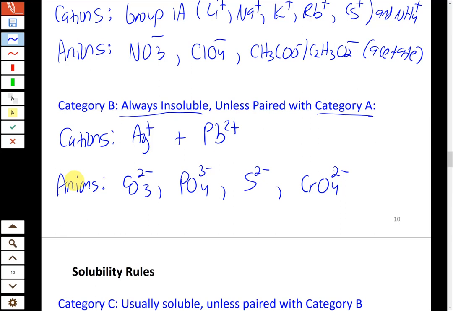Yeah, silver and lead are the cations from category B. So that means if you have an ionic compound with silver and lead, it's going to be insoluble unless the anion is one of these 3. Okay, so any other anion.